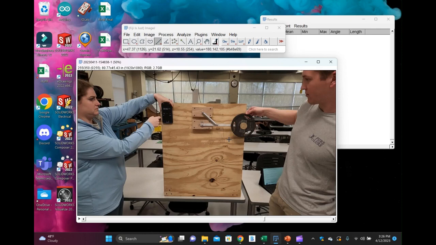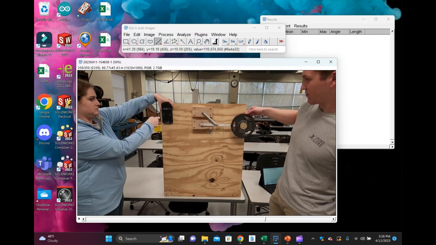So we took a slow motion video. We've got a stop clock here so that we know our time relative to how this weight is swinging. And we took that slow motion video and we imported it into a website that created photos for us out of the slow motion video, because that's what Fiji accepts as images to go through.